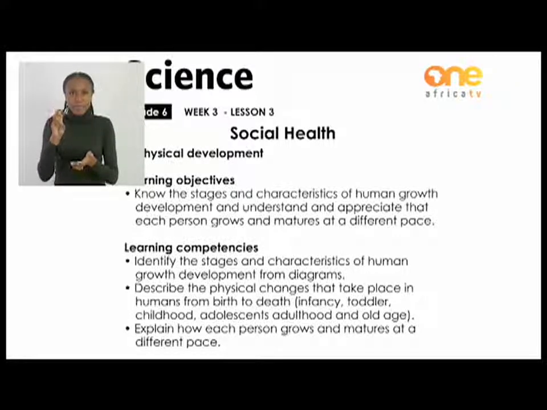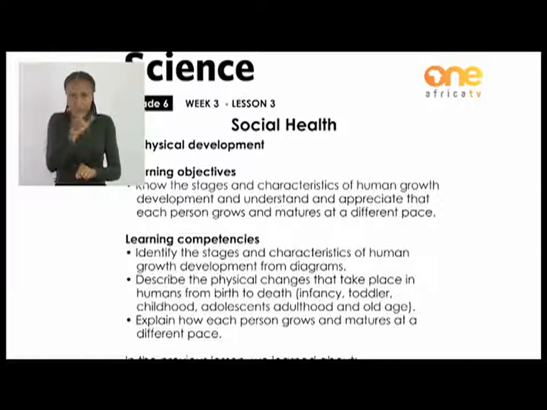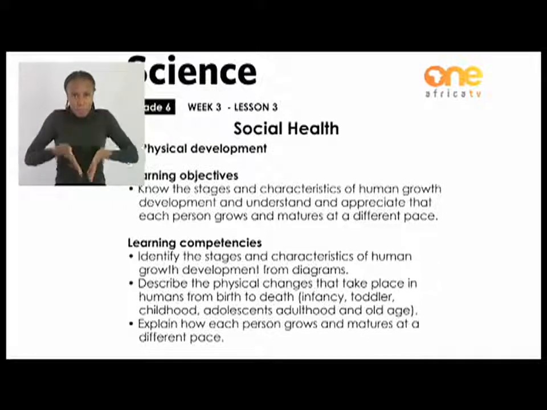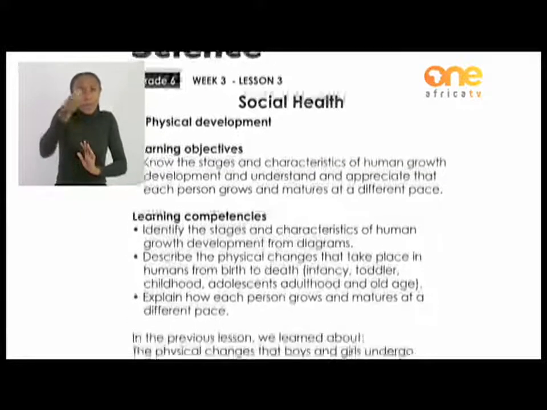Learning competencies. This is what you have to know at the end of this lesson. We should be able to identify the stages and characteristics of human growth and development from the diagrams. It means we'll be provided with the diagrams and we'll be able to tell which stage that is. Second competency: we'll be able to describe the physical changes that take place in humans from birth to death. It means what happens to us as human beings during our lives. The third competency: we'll also be able to explain how each person grows and matures at a different pace.